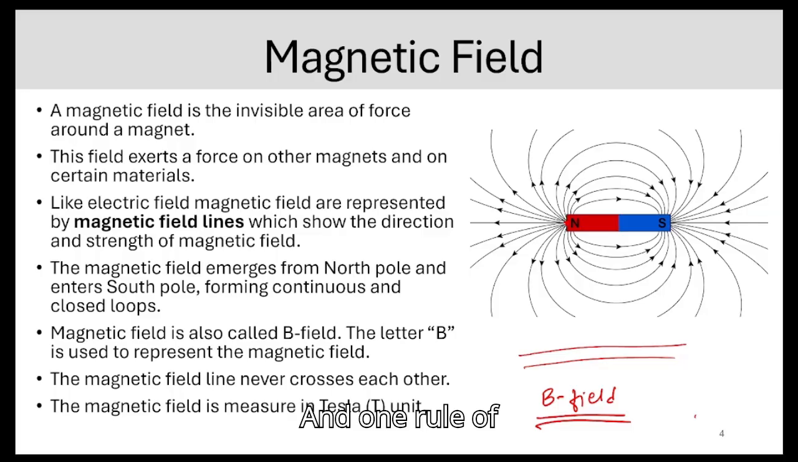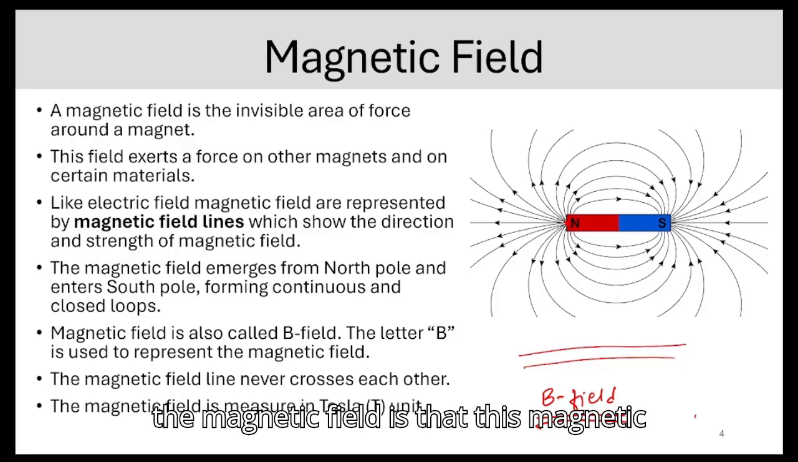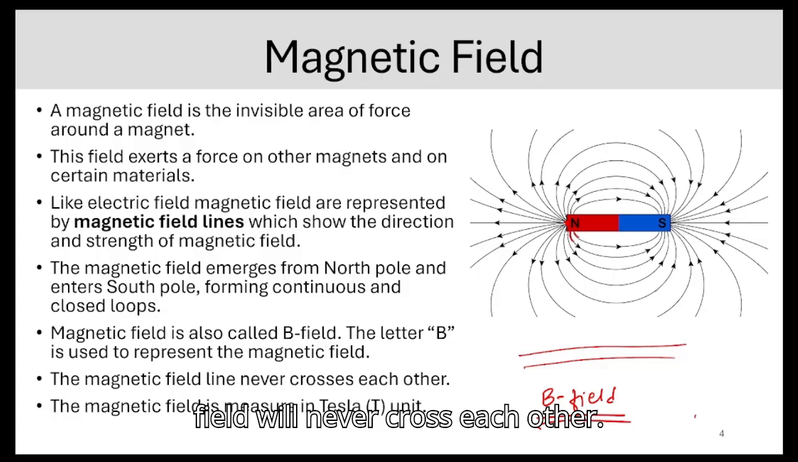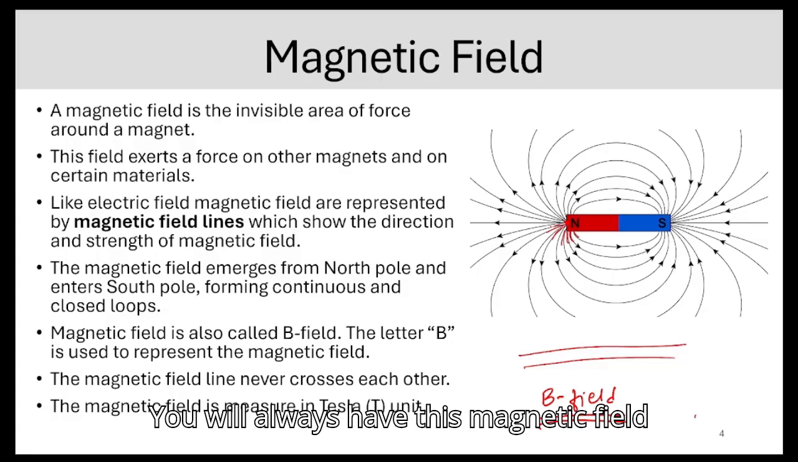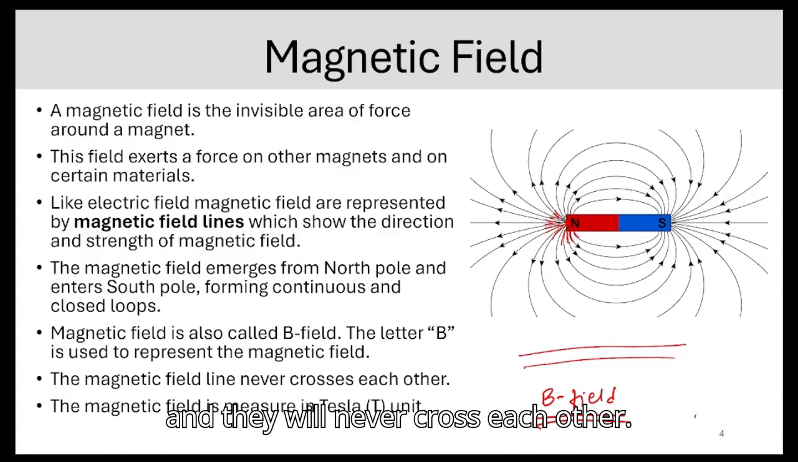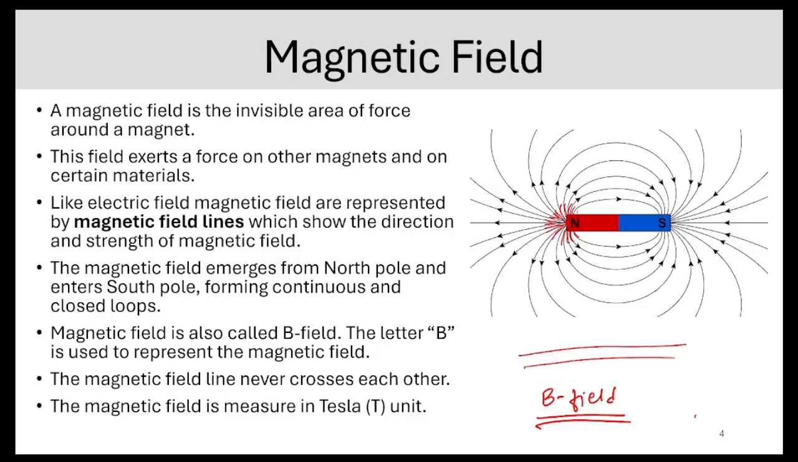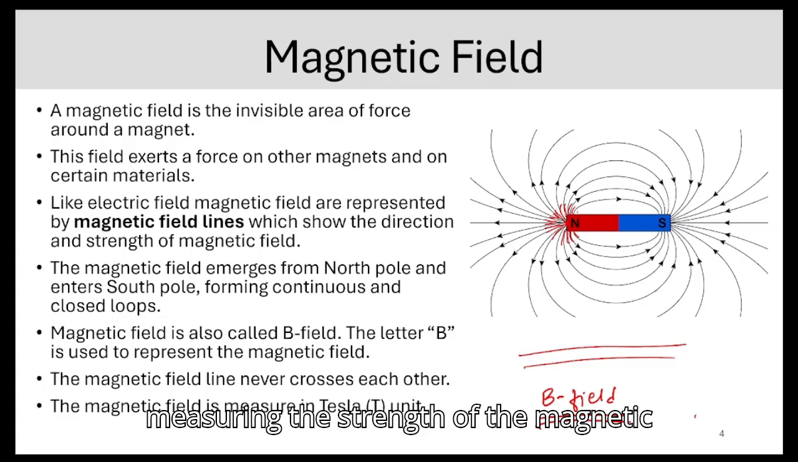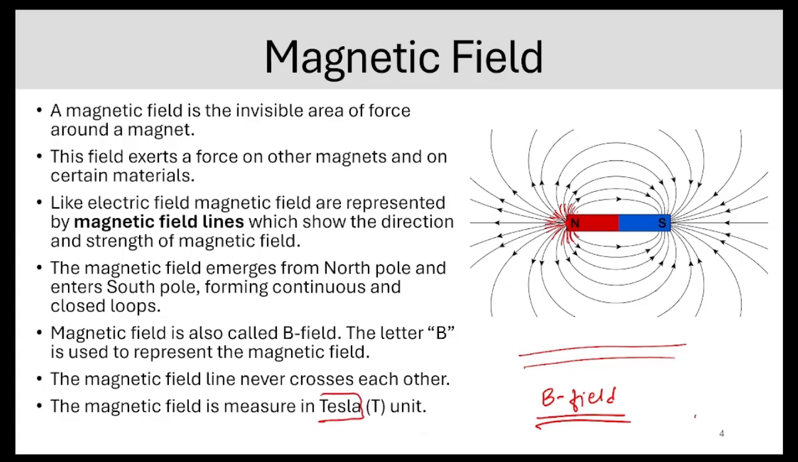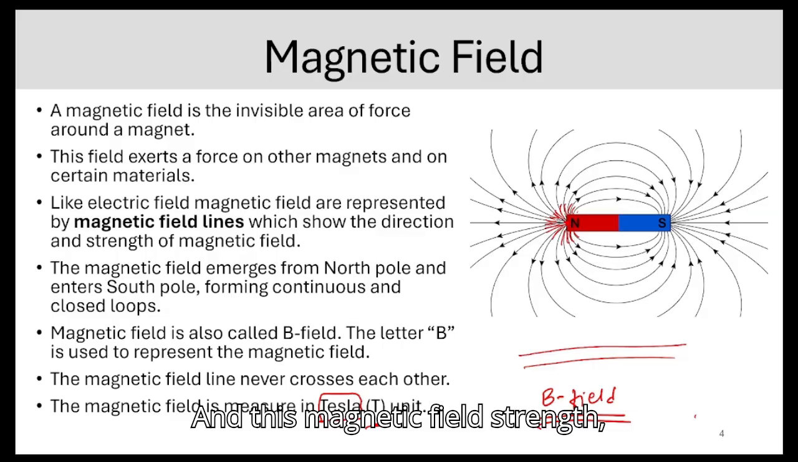And one rule of magnetic field is that these magnetic field lines will never cross each other. You will always have this magnetic field, and they will never cross each other. And the standard unit for measuring the strength of magnetic field is Tesla, and it's generally written with the symbol T. And this unit, Tesla, was named after Nikola Tesla.